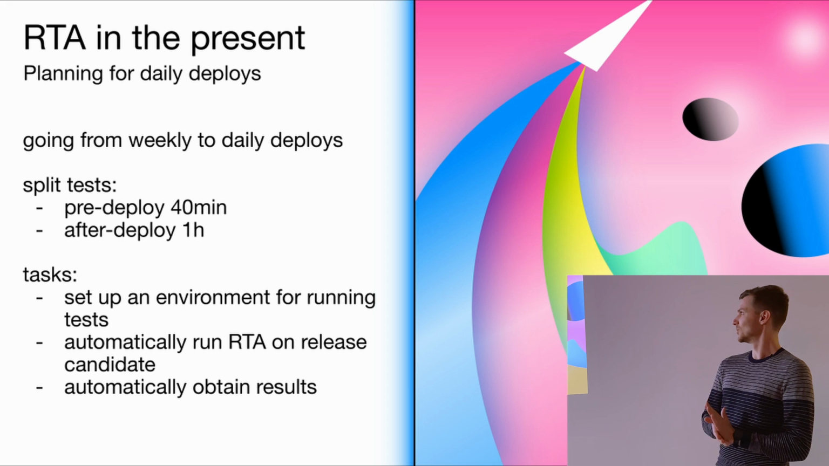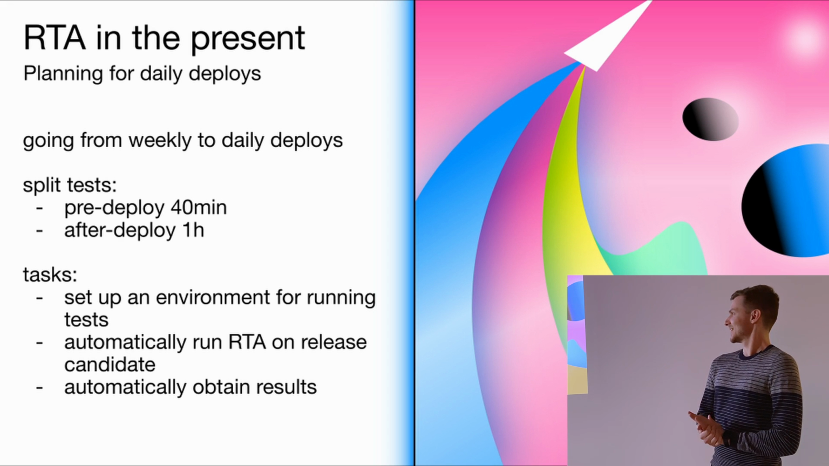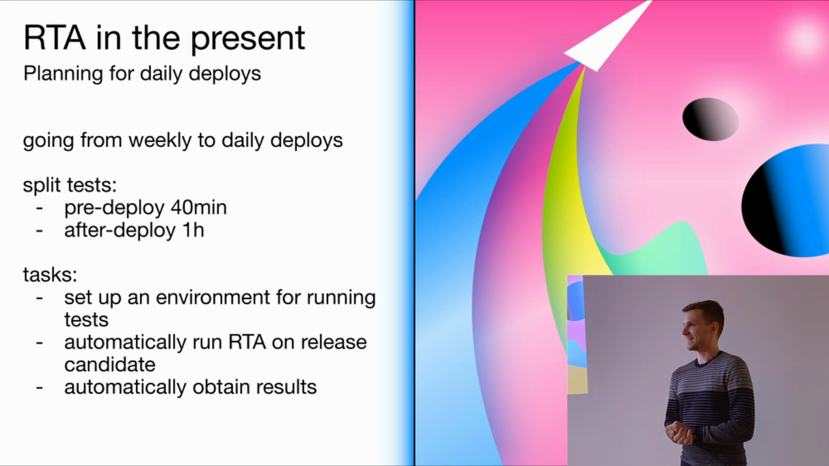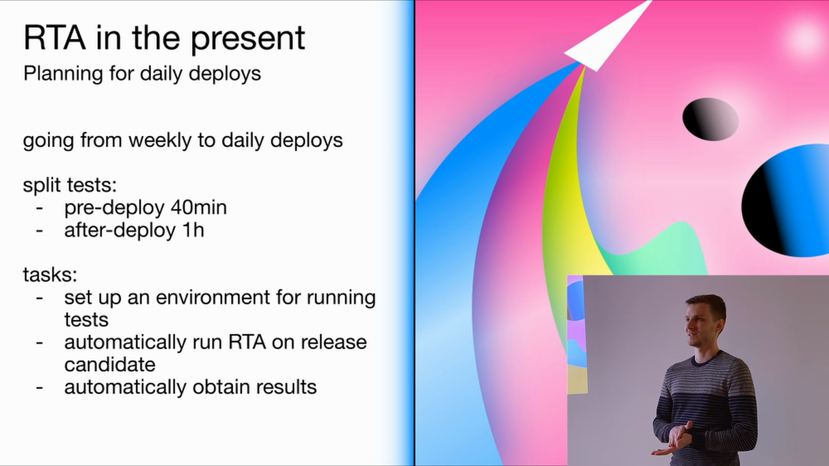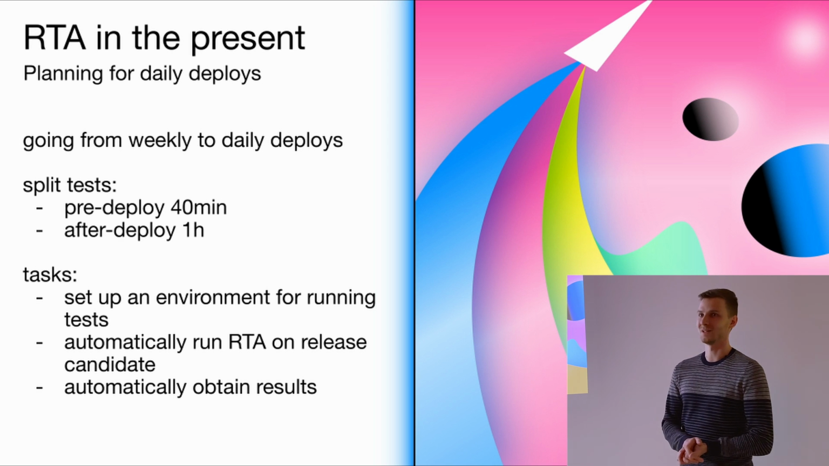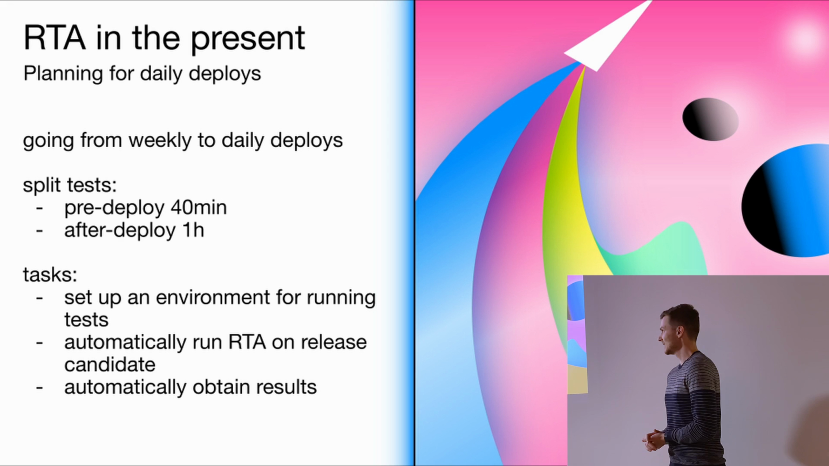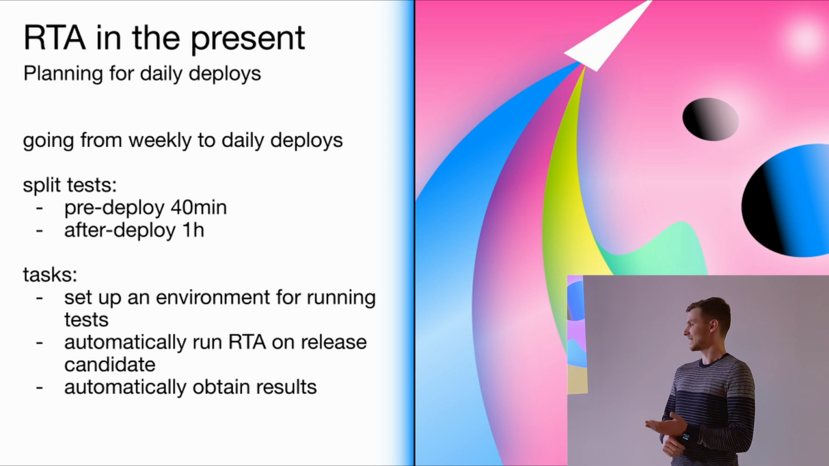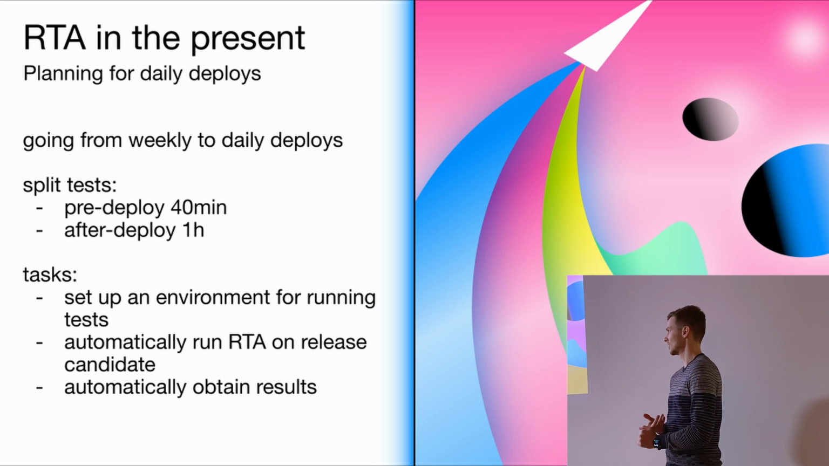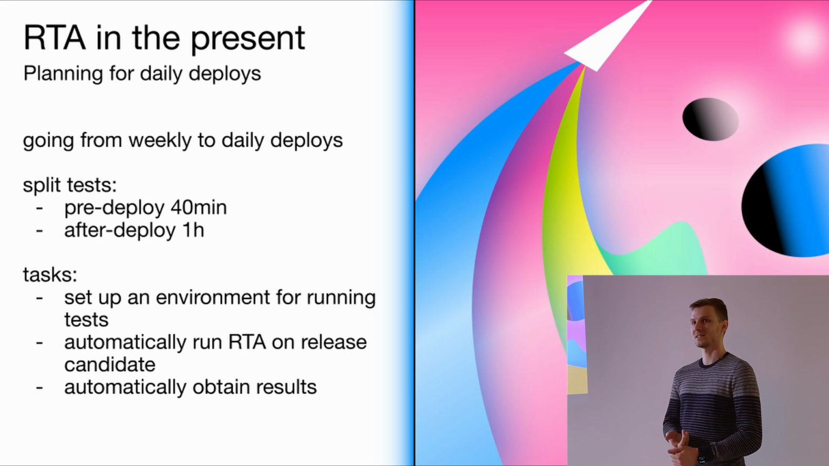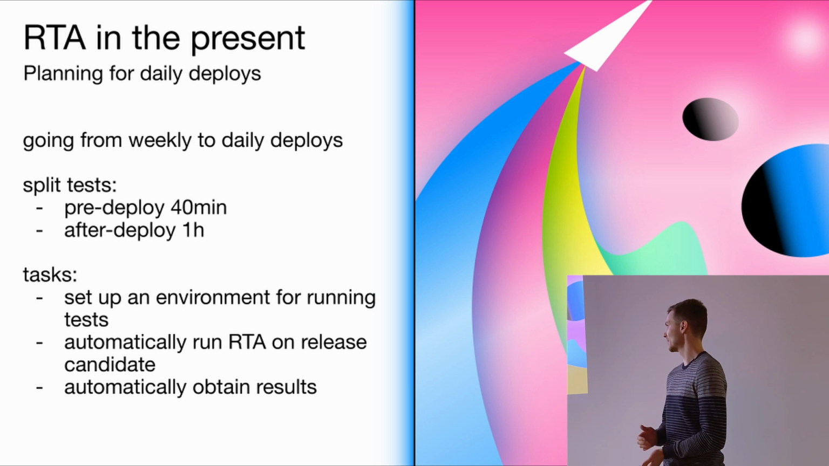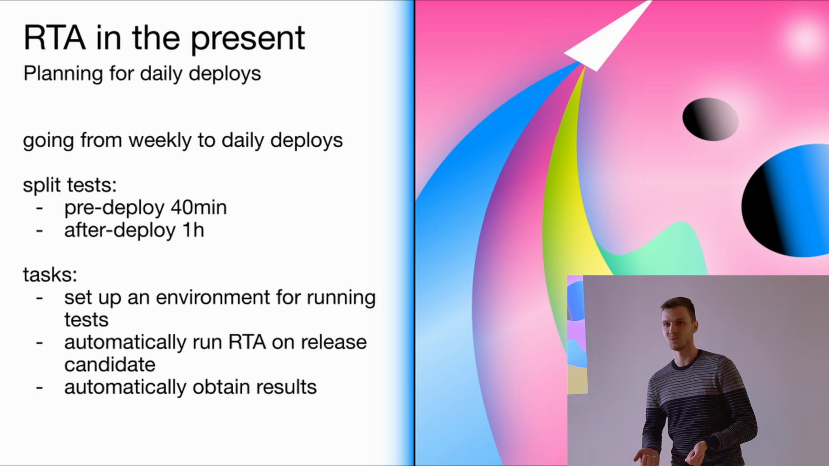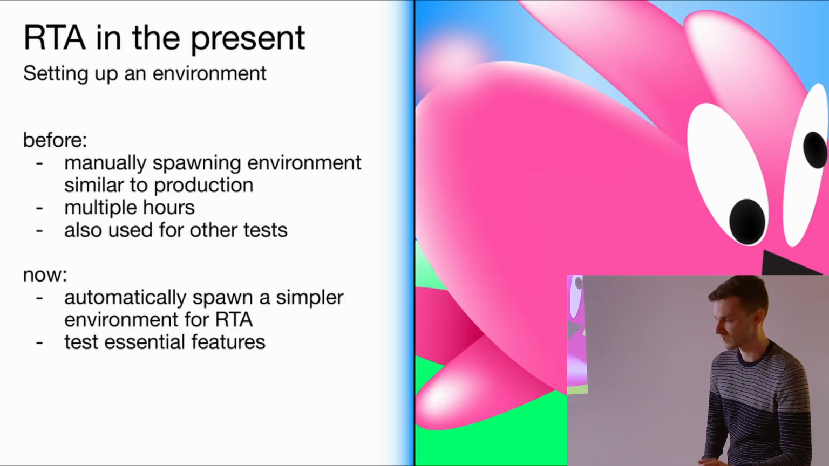But yeah, how to do this? So we decided that manually executing RTA and checking everything would not be good. We would drown in the work. So we set 3 tasks. One is setting up the environment for running, one is running the RTA on release candidates, and one is also obtaining the results. All of this has to be done automatically, because otherwise there will be just too much work if we go to daily deploys.